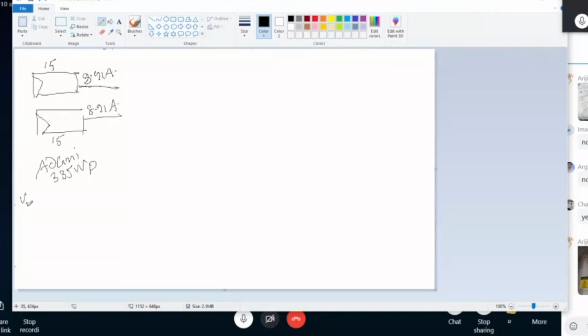From here we have already taken VMP as 37. I'm just writing rough figures. VOC as 45, IMP as 8.91, and ISC as 9.58 amps. Clear?